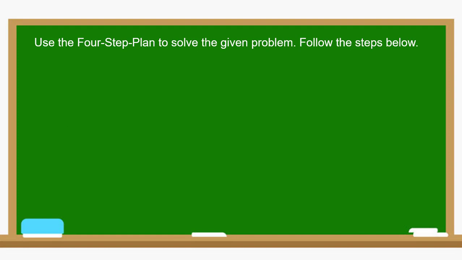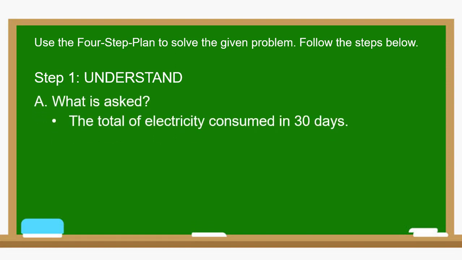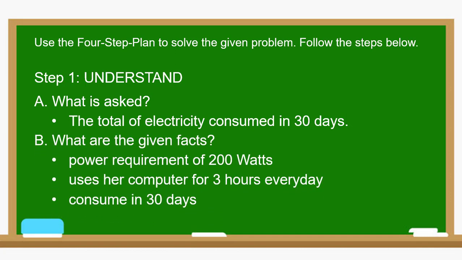Follow the steps below. Step 1. Understand. A. What is asked? The total number of electricity consumed in 30 days. Letter B. What are the given facts? Power requirement of 200 watts. Uses her computer for 3 hours every day. Consume in 30 days.